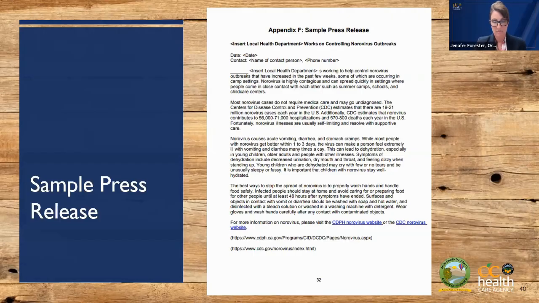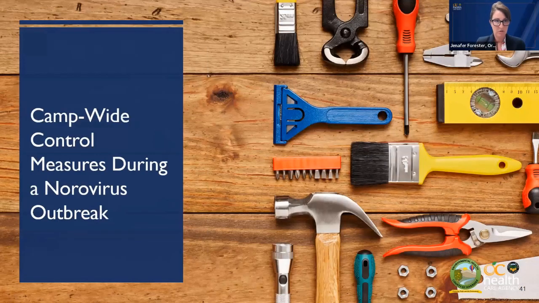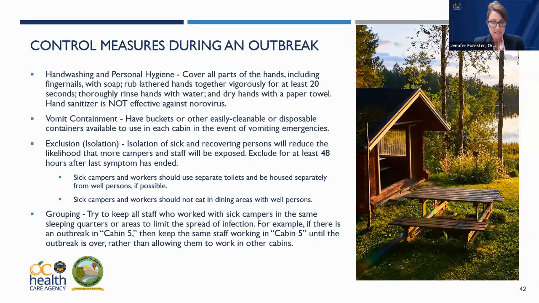We're now going to go into camp-wide control measures during a norovirus outbreak. Some of this information will be consistent with what was already presented, and so we'll go through some of the highlights of these control measures. Listed are the effective measures for control or spread of norovirus. Obviously, number 1, hand washing and personal hygiene.